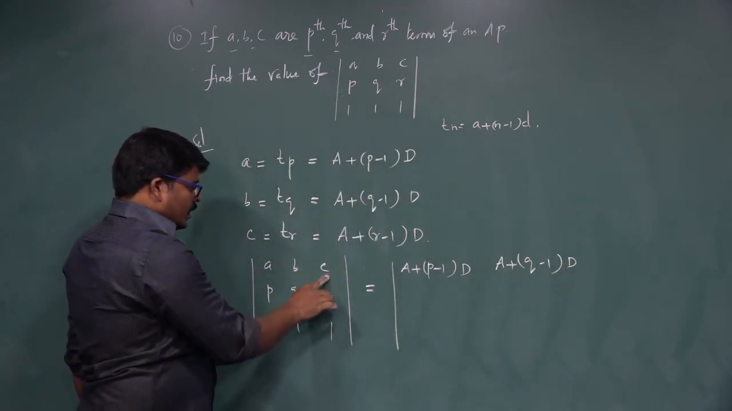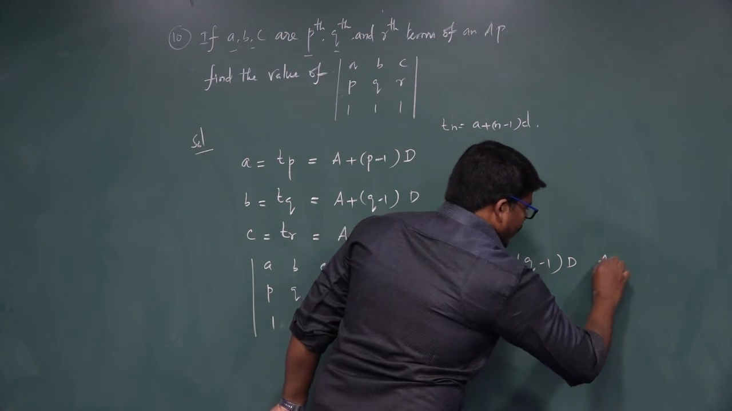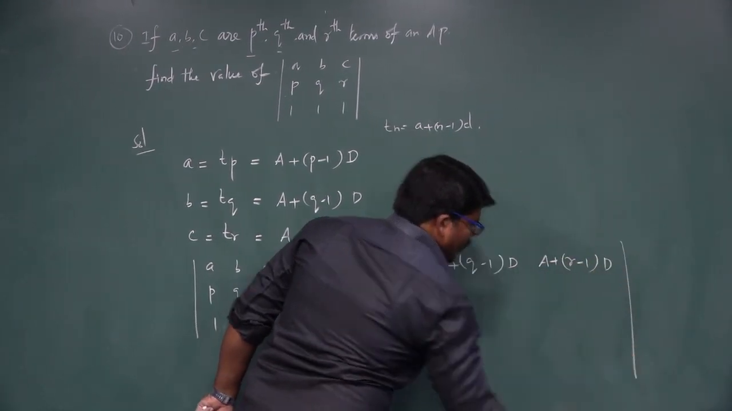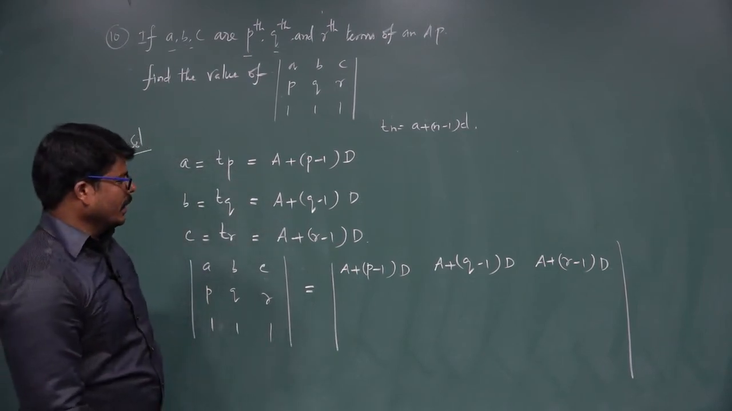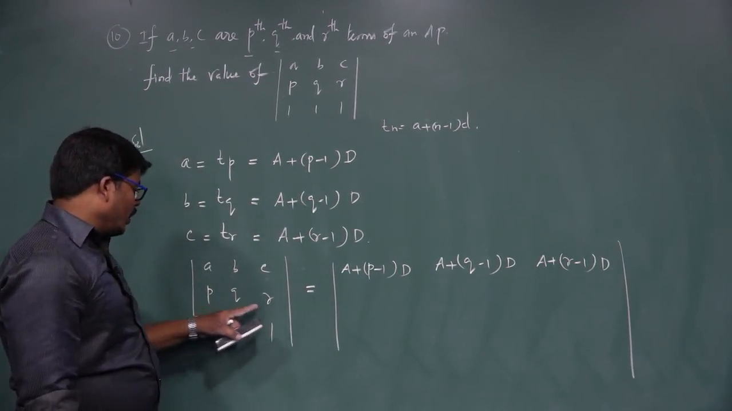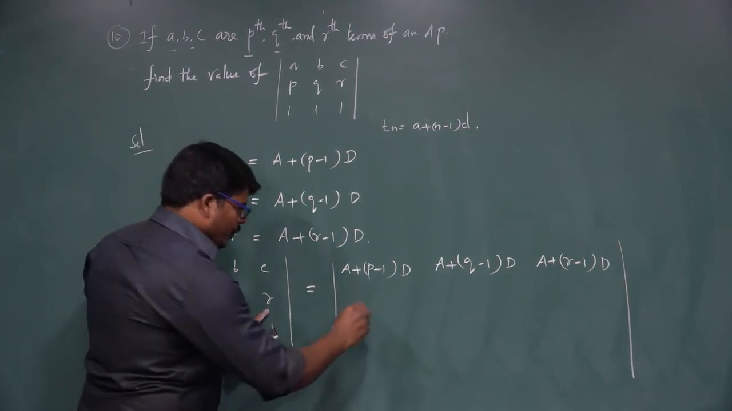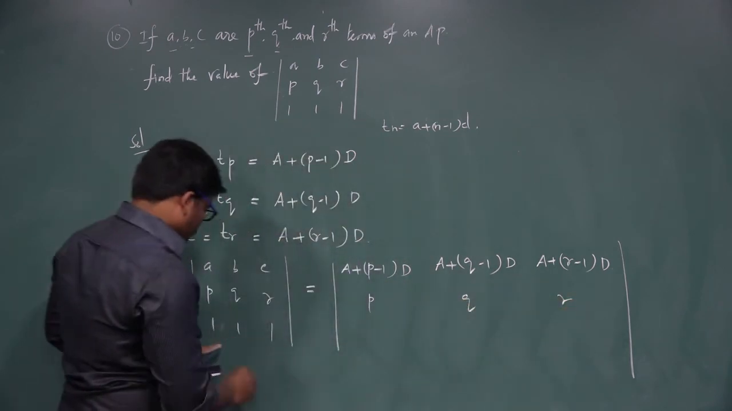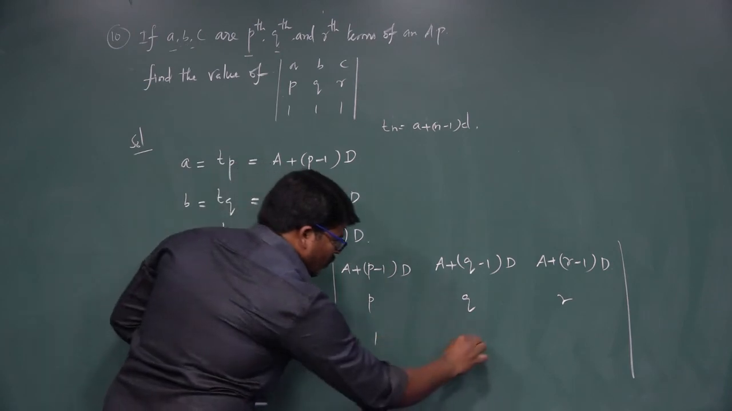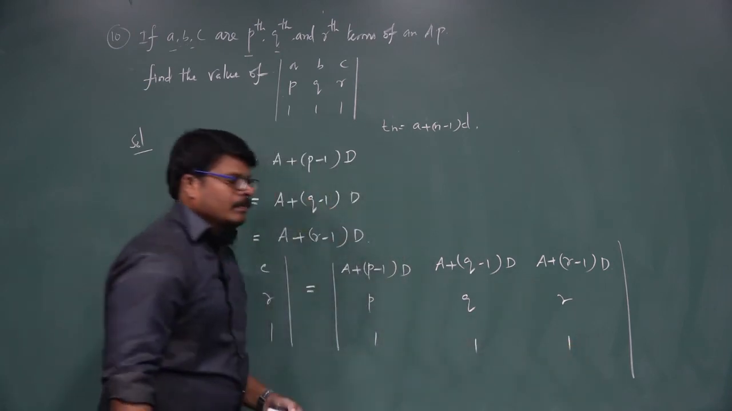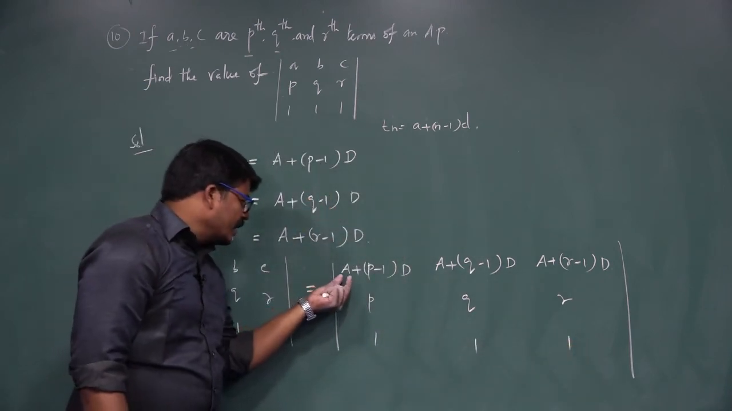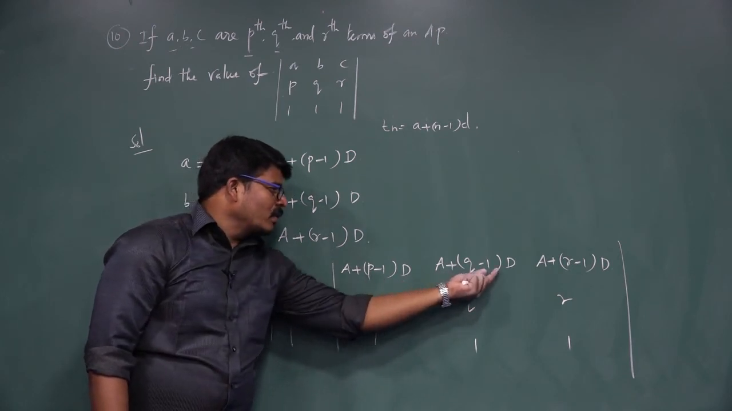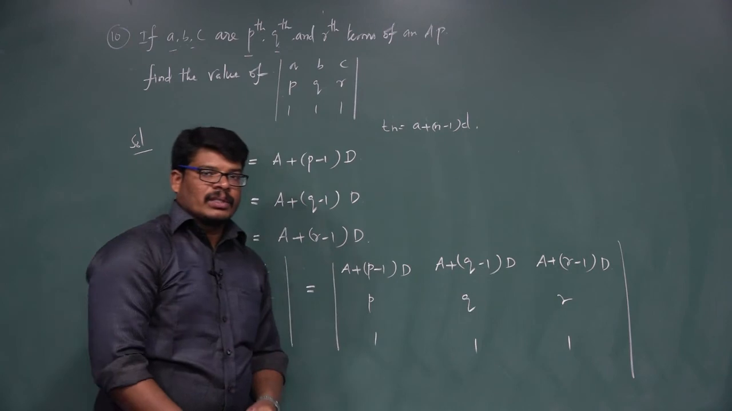Here B value. C value A plus R minus 1 into D. The P, Q, R as it is same, the second row P, Q, R, and the third row as it is 1, 1, 1. The first one is A plus P minus 1 into D, A plus Q minus 1 into D, A plus R minus 1 into D.